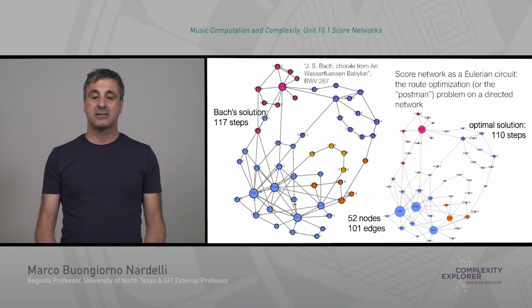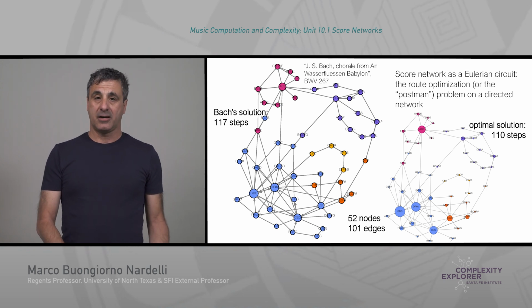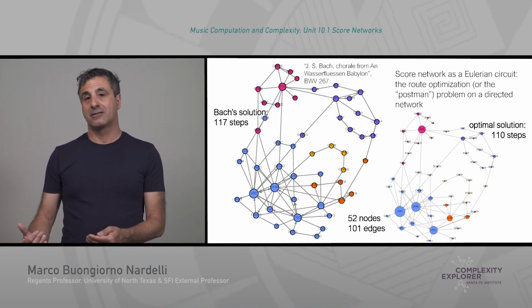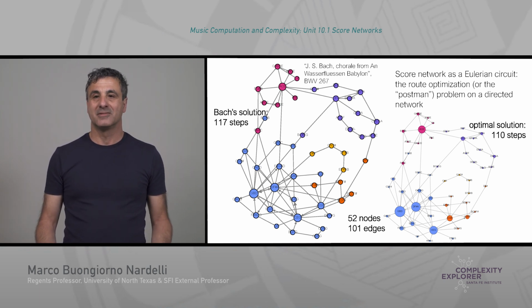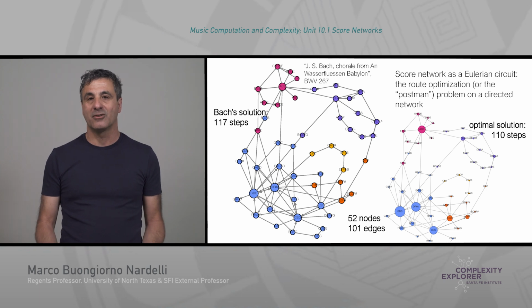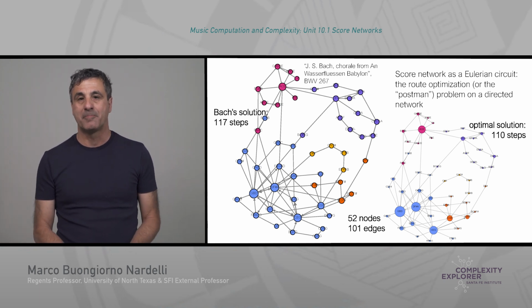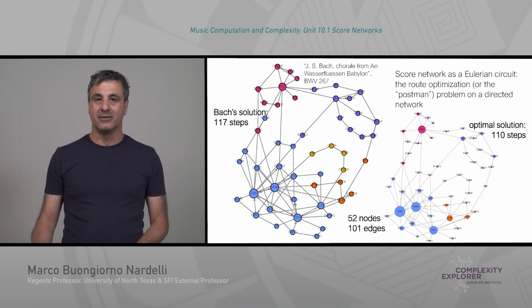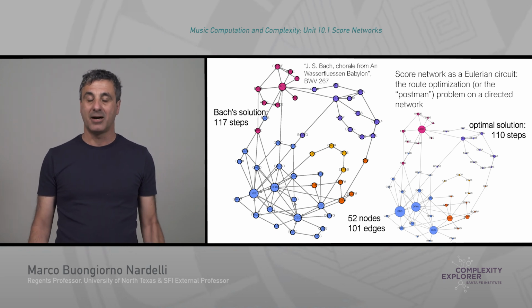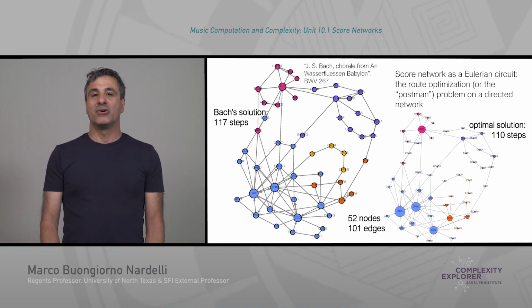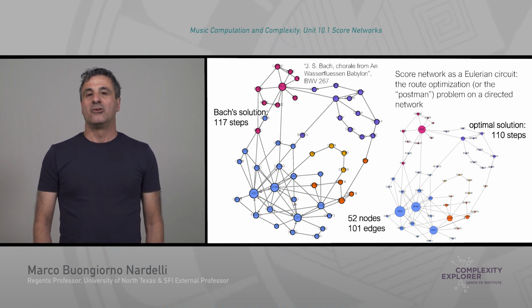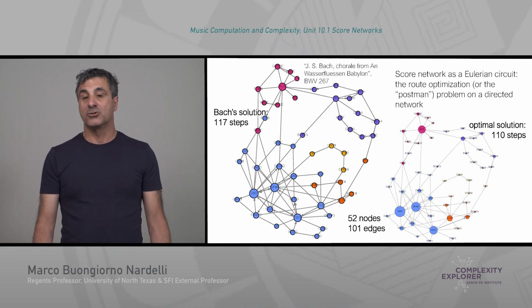Now, if we compare the original Bach progressions with the result of a route optimization problem, we indeed find that Bach was very economical. There is only a very small difference in the number of steps and chords between the optimized route and Bach's route. It is just 117 steps versus 110. But it gives you an idea of how one could use this as a compositional process.